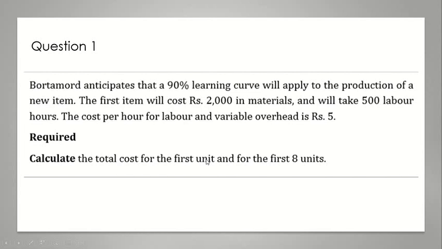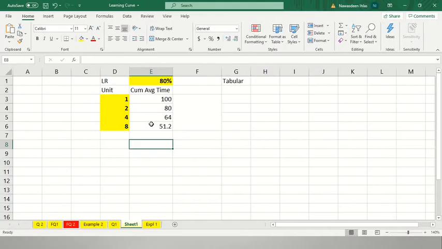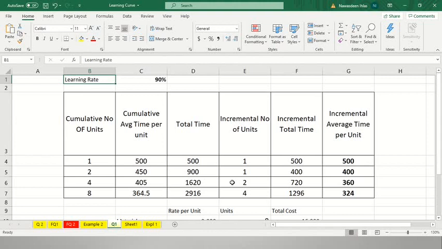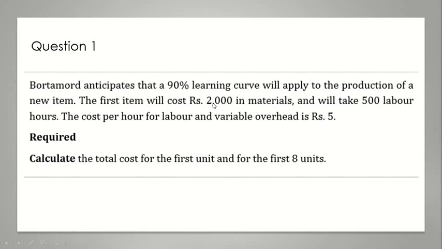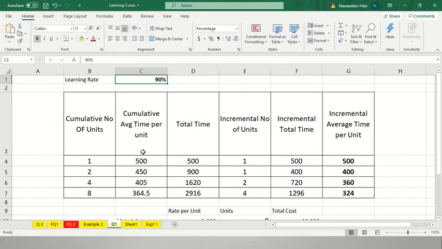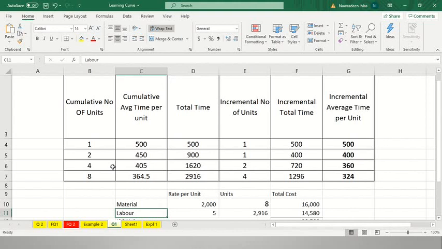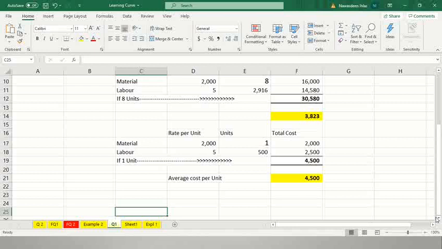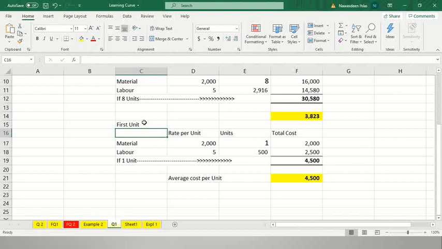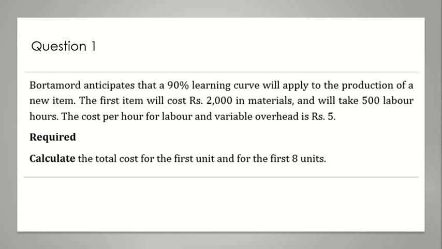So how are we going to find this? We can note down the basic information they have given in this question. So we'll go to this Excel. I have noted it down already. The learning rate is 90%, fine. The first item will cost 2000 in material, fine. Here you can see this is the first unit. For the first unit the material cost will be 2000, and for the first unit 500 labor hours are needed.